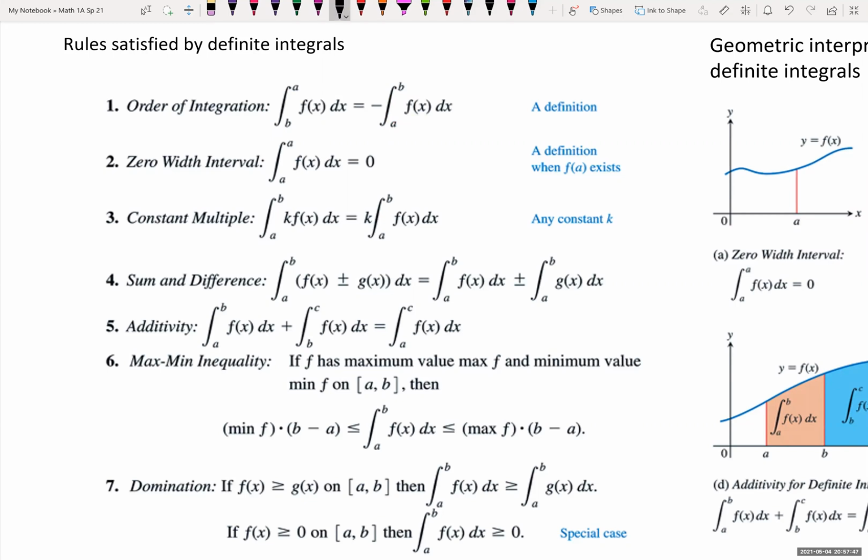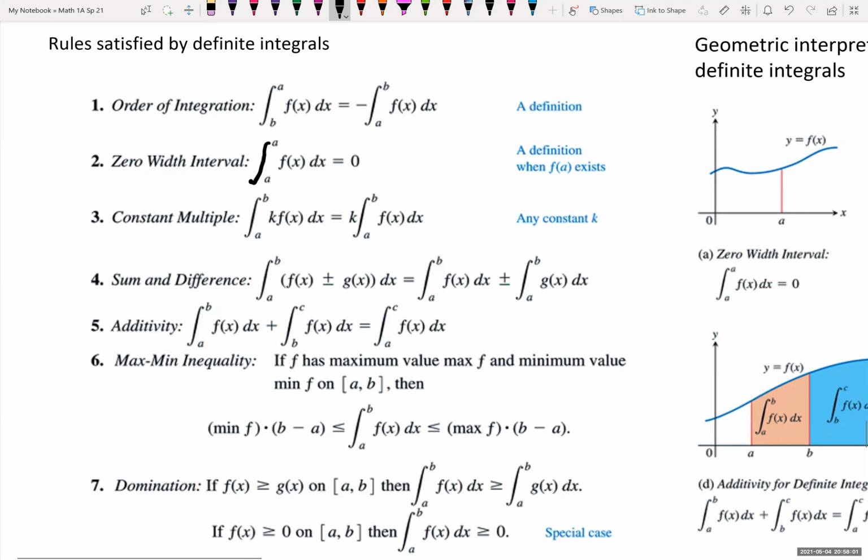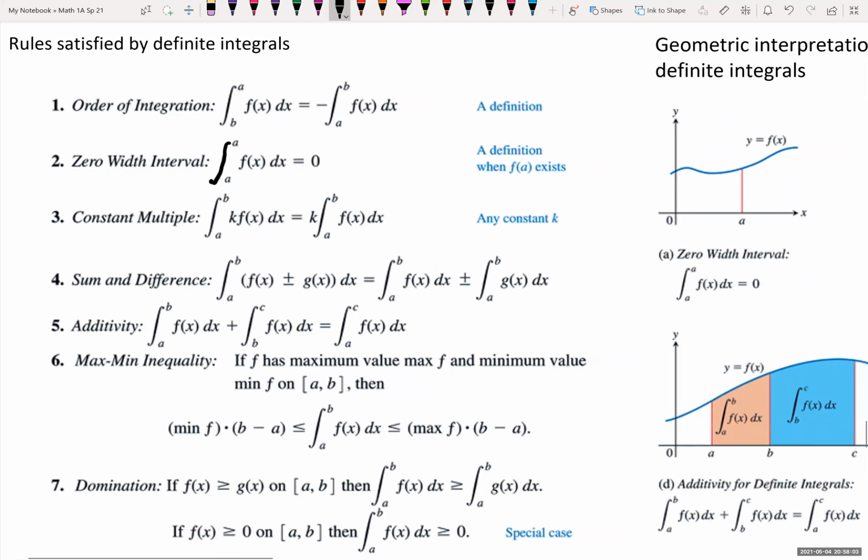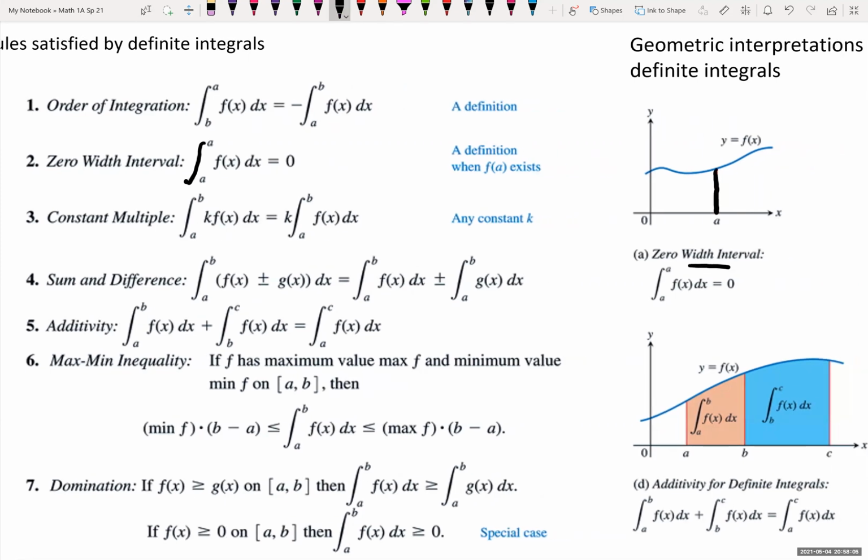There's one that says if we have an integral and our bounds are the same, so we're going from a to a of f of x, this is equal to 0. A geometric interpretation is to see that the width from a to a is 0. And so the width of that rectangle is 0, and 0 times any height is 0.